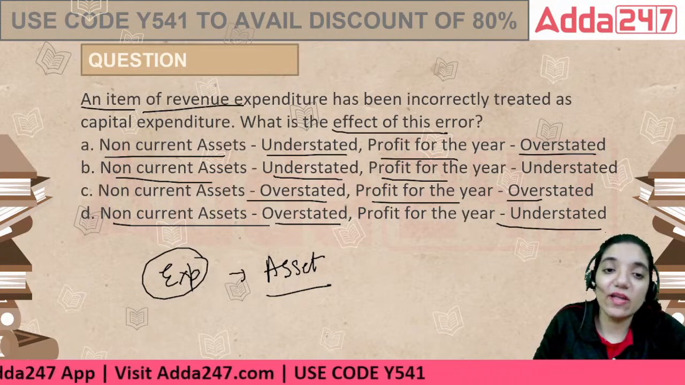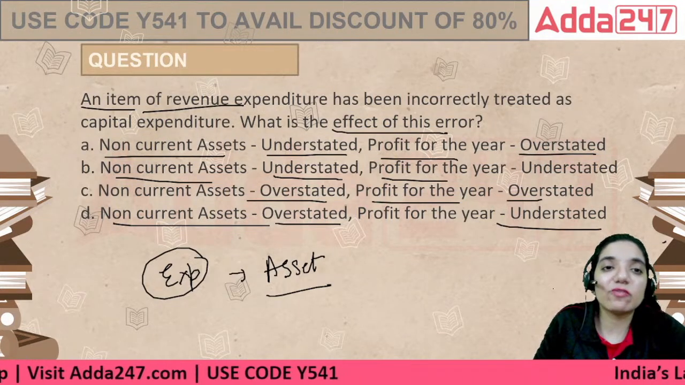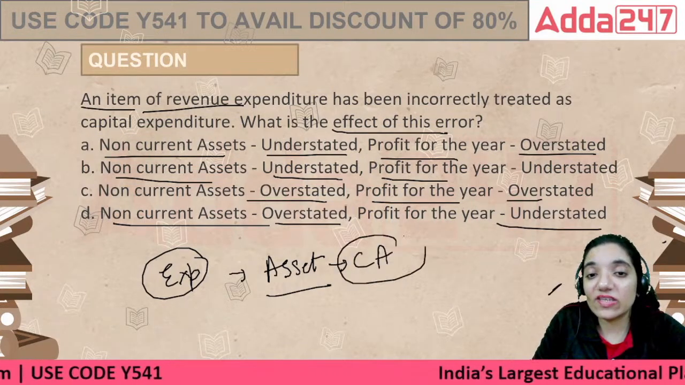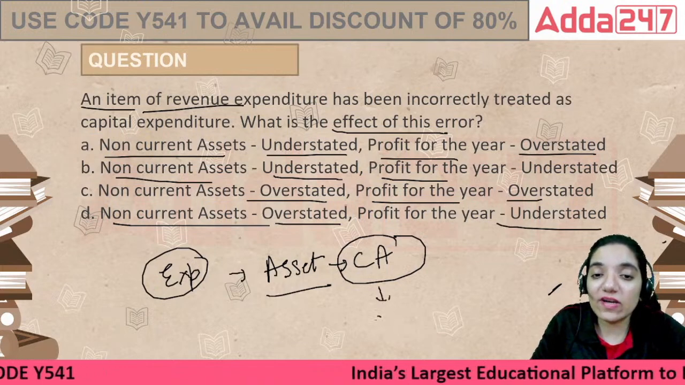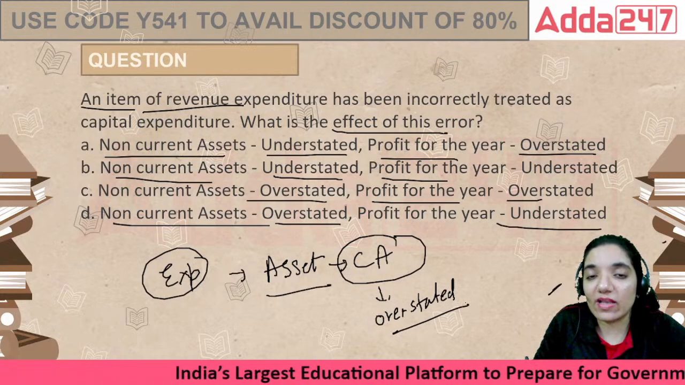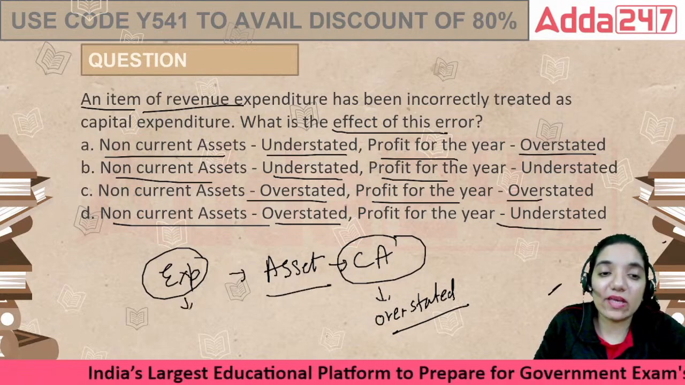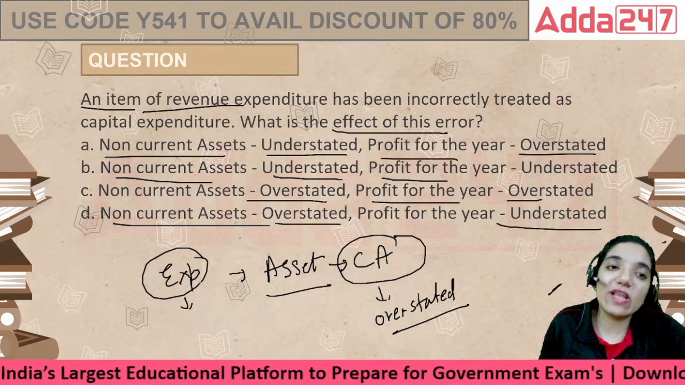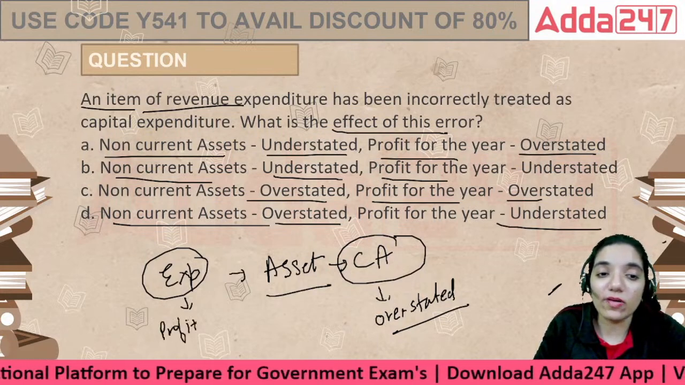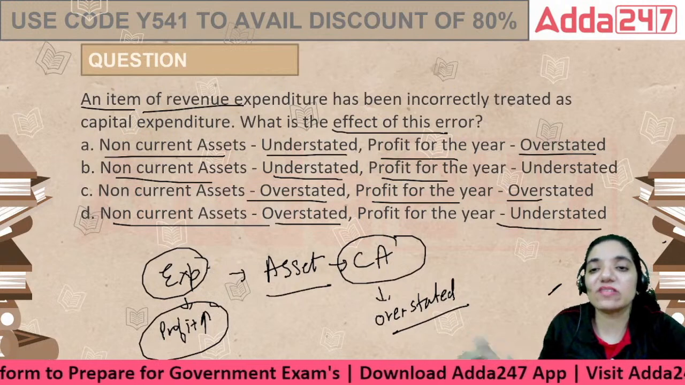Now let's talk about it. Something which wasn't an asset was recorded as an asset. That means the capital asset is overstated; it is shown at more than its actual value. While when we talk about the expenditure, the profit is shown as more. Why? Because the expense is not included.